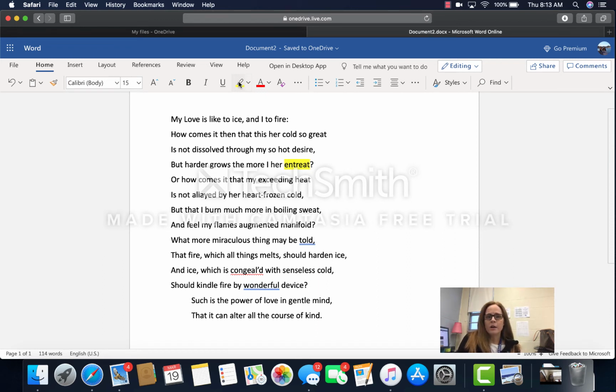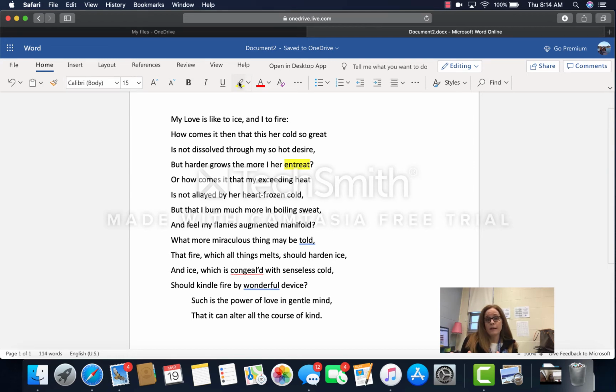Well, right here in line 1, we have a simile and a metaphor. He is saying his love, his girl, is like to ice, and he, the speaker, I, am to fire. First of all, think about this. Ice and fire are polar opposites. You don't really picture the two working well together because obviously the fire is meant to melt the ice. So you need to start off knowing that these are two totally different things, not meant to pair together. So his love is like ice and he is to fire.